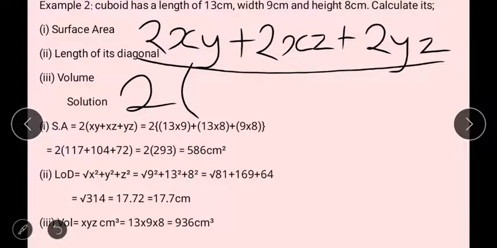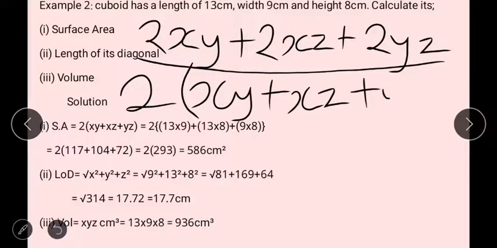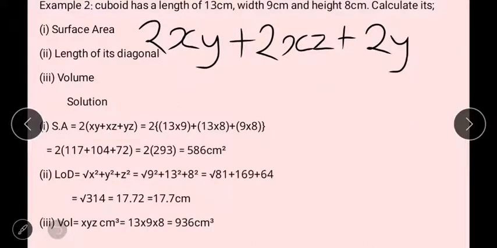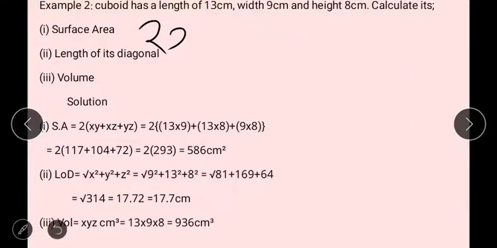Okay, let's move on. So the common entity here is what? Is 2. Now put the remaining family back into the bracket. We have xy plus xz plus yz. Then close your bracket. This formula is the one I give you here. Okay? Now let's move on. So we say 2 open bracket xy plus xz plus yz close bracket equals, your 2 is here, 2.